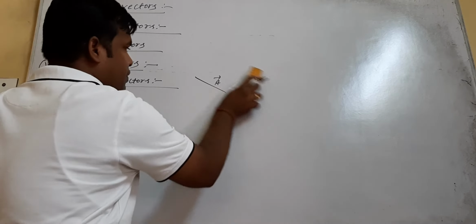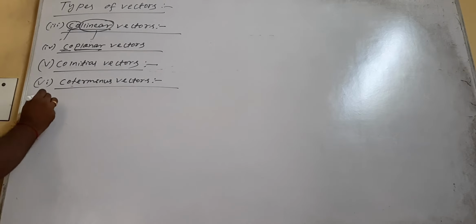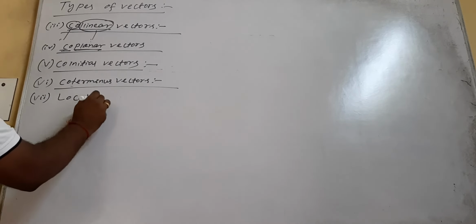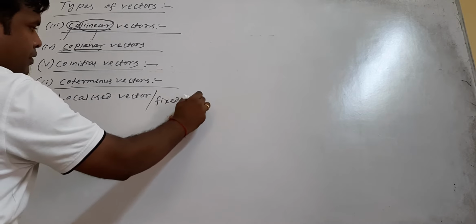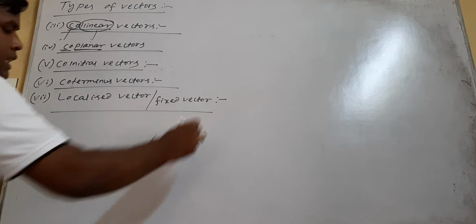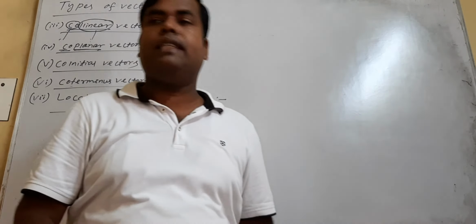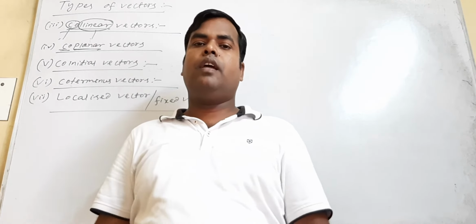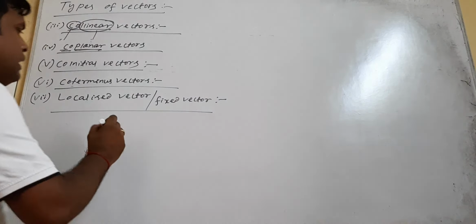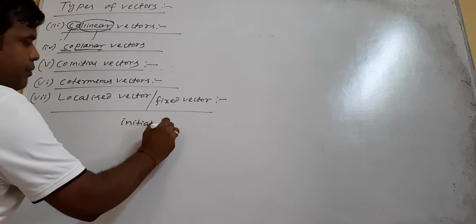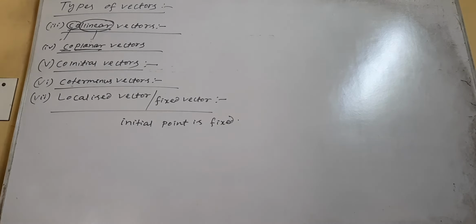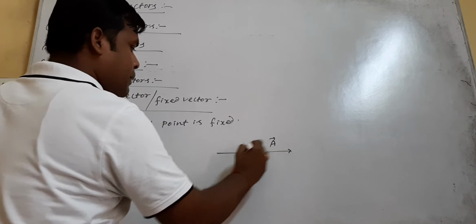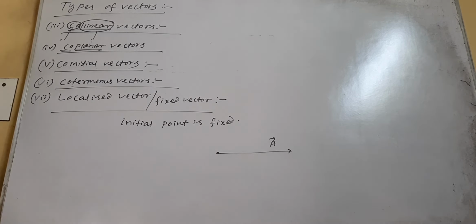Now come to number 7, localized vector or fixed vector. What is a localized vector or fixed vector? You remember, a localized vector means one whose initial point is fixed. Initial point is fixed. It is A vector. If its initial point is fixed, then it is called a localized vector or fixed vector.